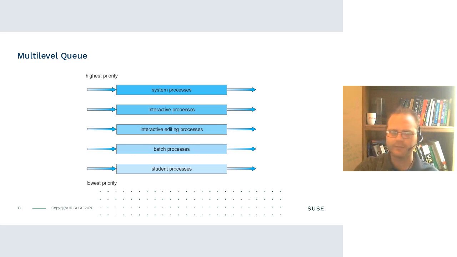Here's an example with 5 queues. Each queue has absolute priority over lower priority queues. No process in the batch queue, for example, could run unless the queues for system processes and interactive editing processes were all empty. If an interactive editing process entered the ready queue while a batch process was running, the batch process would be preempted.